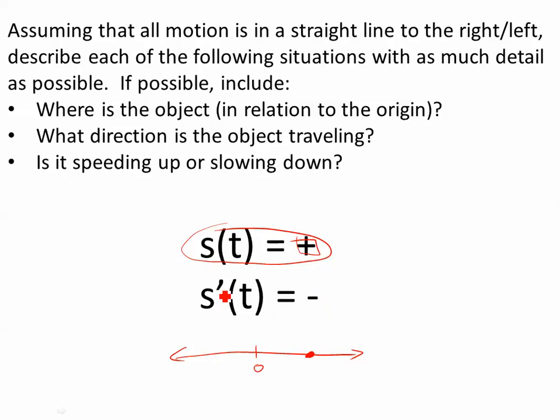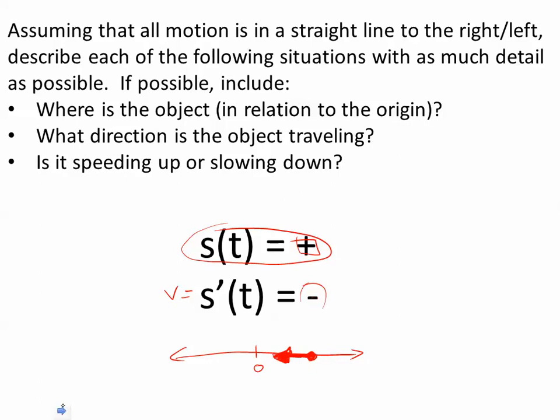Now I know that s prime of t, which is velocity, is negative. So if the velocity is negative, that means that I am traveling in the negative direction. So that means I'm going this direction. I don't know if I'm speeding up or slowing down. All I know is that right now I'm over here and I am traveling to the left.